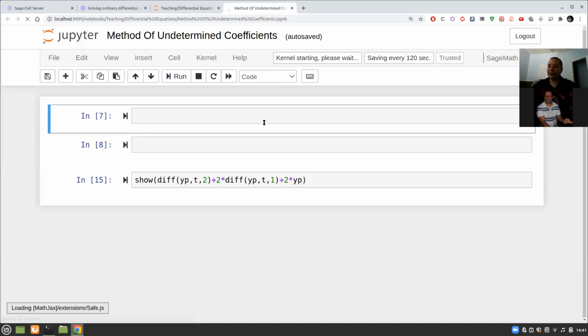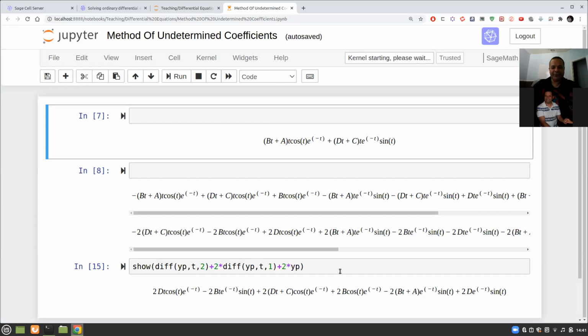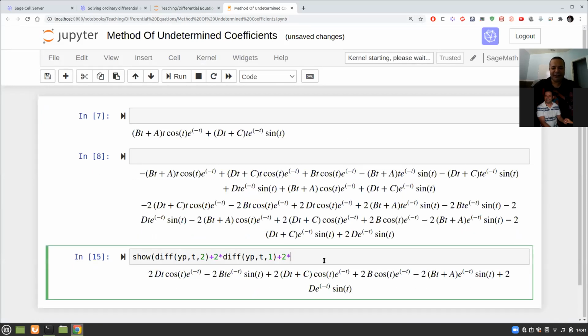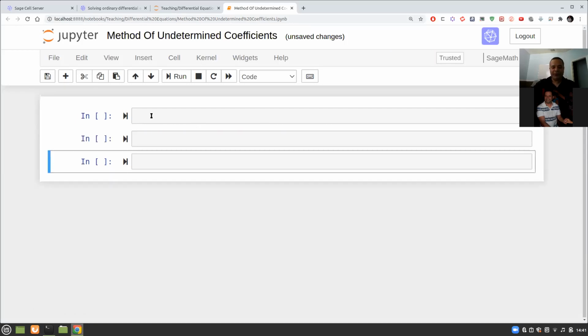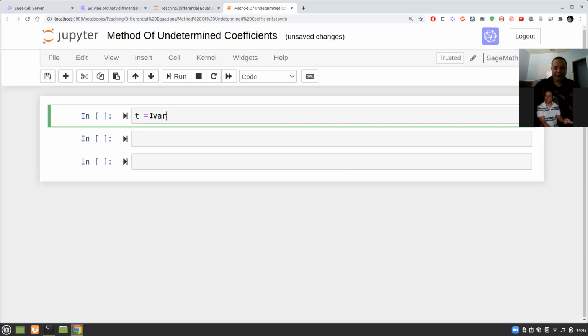Okay, so I'm going to start basically the same thing. Oh, I had done it already. Pretend you didn't see any of that. So t equals var of t. We're doing it a little bit differently. We're not doing it just immediately. I want to show you how to do the steps in Sage. The reason is that it's a good idea to know how to use the steps, because we want to teach you the technique. So I'm showing you how to do the technique itself. So t is the variable.